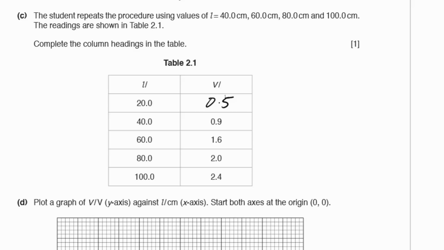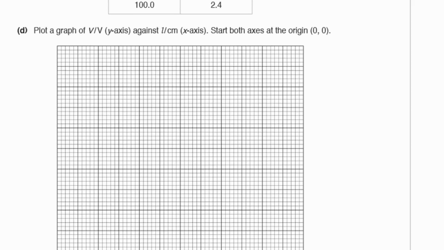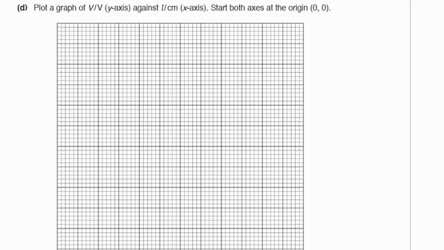D. Plot a graph of V in volts on the y-axis against... I see that. This is why you've got to be careful not to run through questions too quickly. Complete the column headings in the table. There we are. So this was in centimeters, and this is in volts. Always go through it, always read the question carefully. Don't make those silly mistakes. Admittedly, I make them all the time, but don't feel bad if you make them, just try and watch out for them.